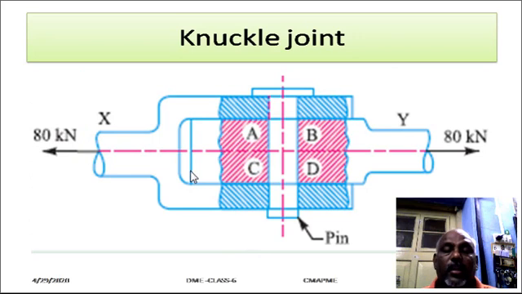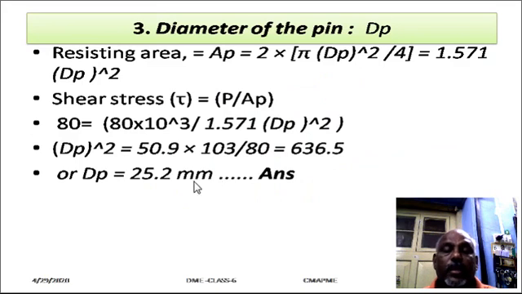Then the second required data. This is the figure for the knuckle joint. On the left hand side we have the fork end rod, and on the right hand side we have the eye end rod. These two rods are connected by the center pin, which is called the knuckle pin. So next, the diameter of the pin we have to calculate. The area of the pin is equal to 2 into pi pin diameter square divided by 4. Why are we using 2? Because the pin is induced in double shear, hence we use the multiplication value 2. That gives area equal to 1.571 into diameter of the pin square.